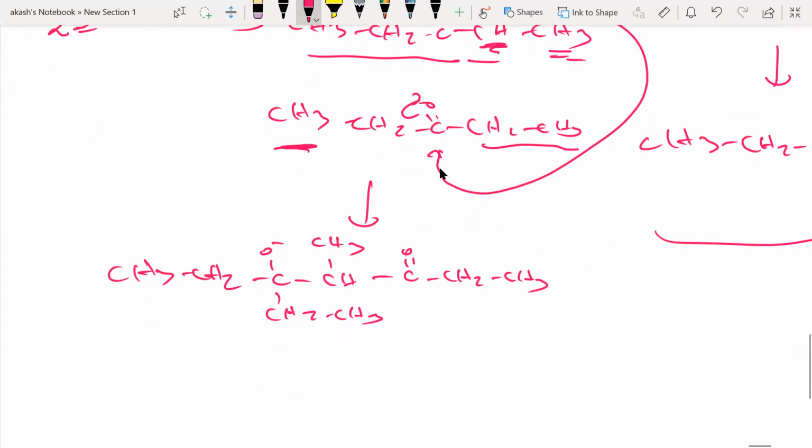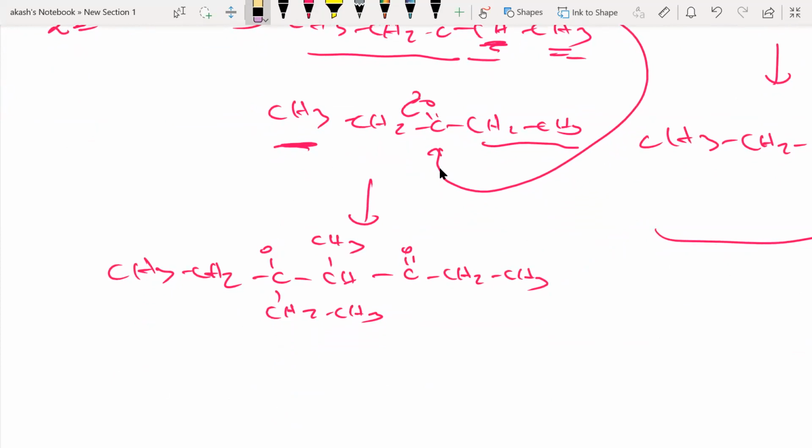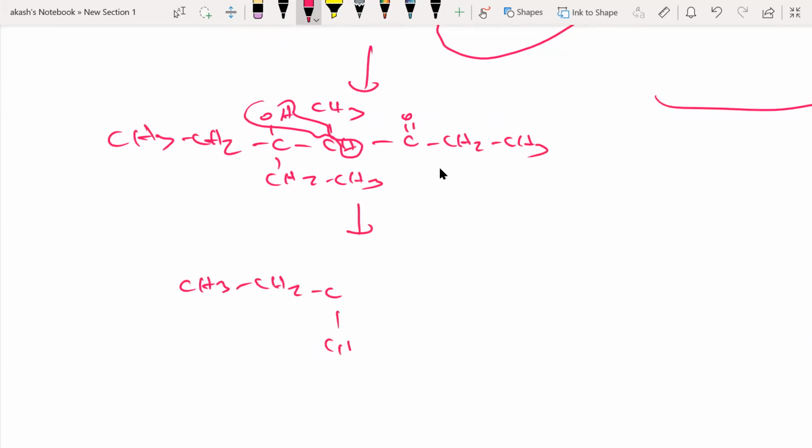Then eventually this is going to have an H plus also. I can directly write it here. This O minus would have eventually taken up an H plus. Now what are we going to do? We are going to remove H2O, OH from this and H from this. Done. So the final product would be CH3, CH2, CH2, CH3, double bond C, CH3, C double bond O, CH2, CH3. This is your final product.